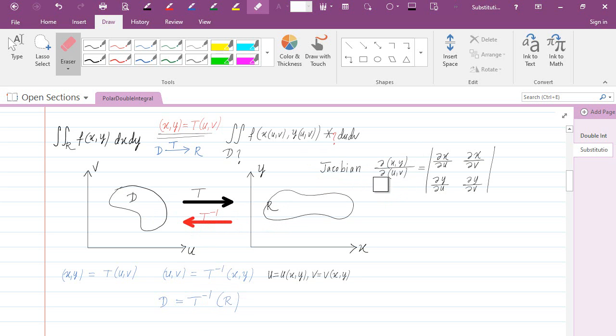So this is the symbol for the Jacobian, and the Jacobian is the determinant of the 2 by 2 matrix, where the entries in the first row are partials of x with respect to u and v, and the entries in the second row are partials of y with respect to u and v.